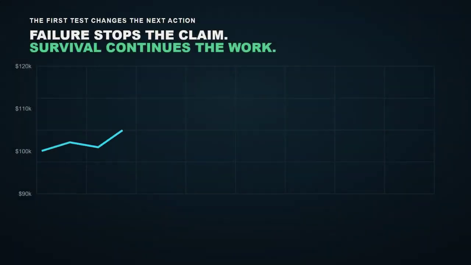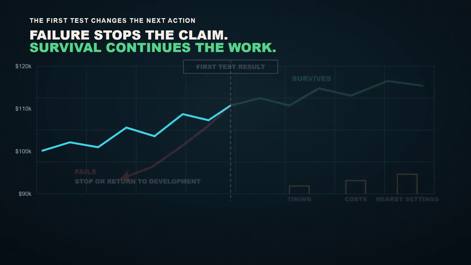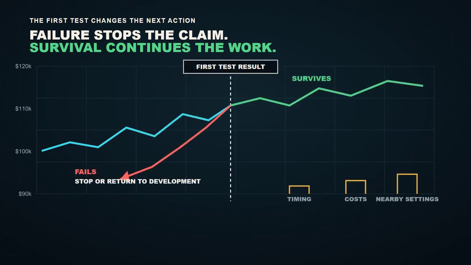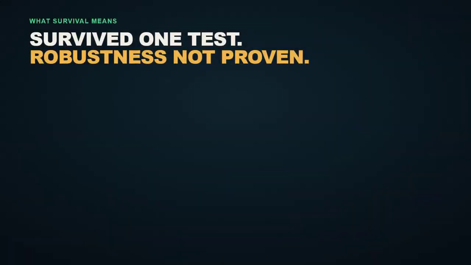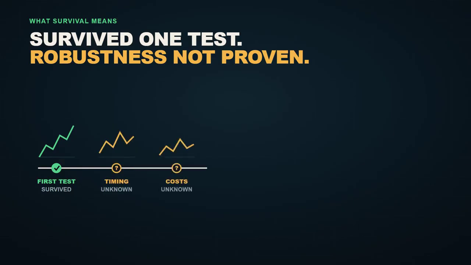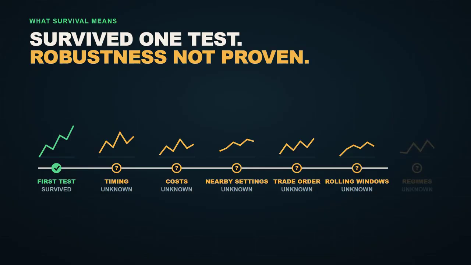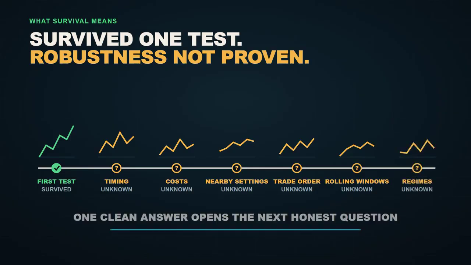So the first out-of-sample test asks one narrow question: did the exact frozen strategy survive history that did not help choose it? Failure sends us back to development or ends the idea. A pass preserves the candidate and earns harder tests of timing, costs, nearby settings, trade order, rolling windows, and changing regimes. Keeping development and test data separate gives us honest evidence. It does not give us permission to trust the strategy yet.